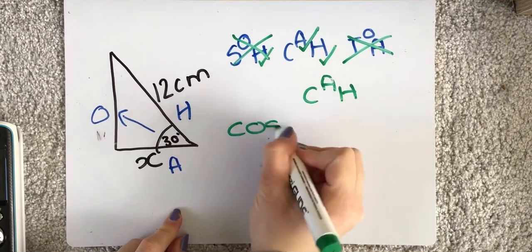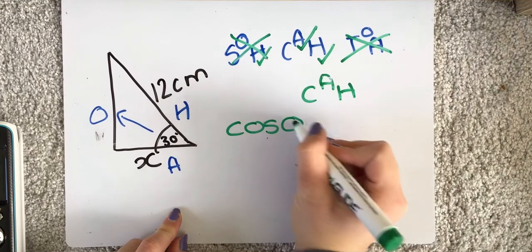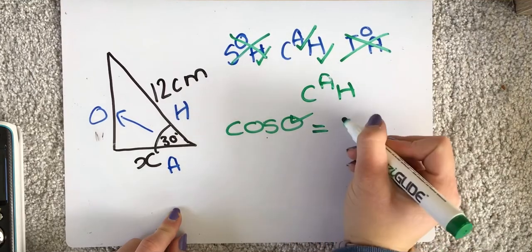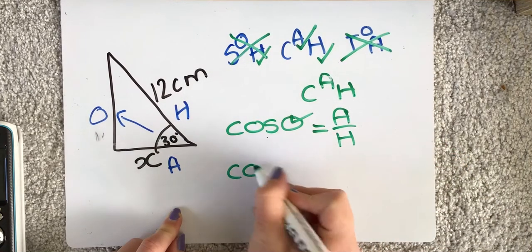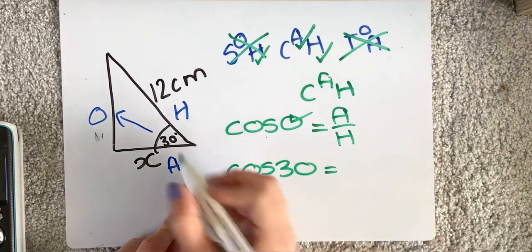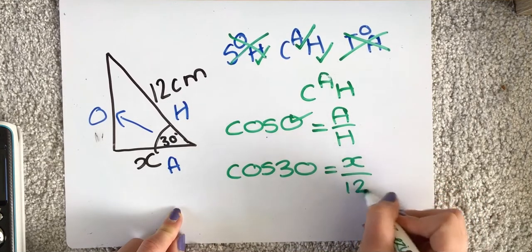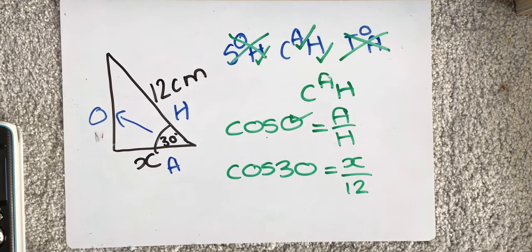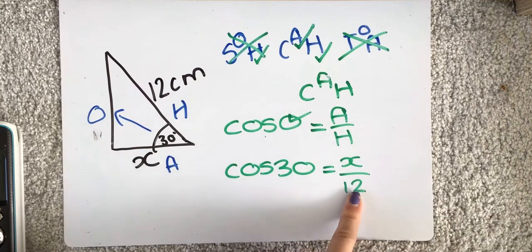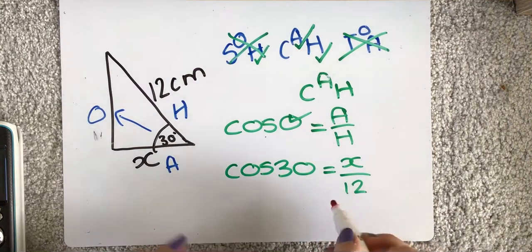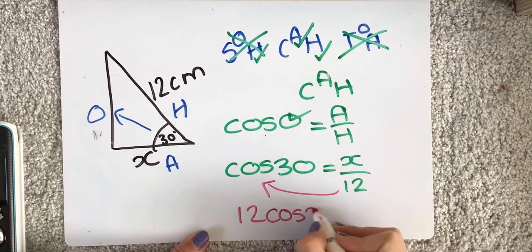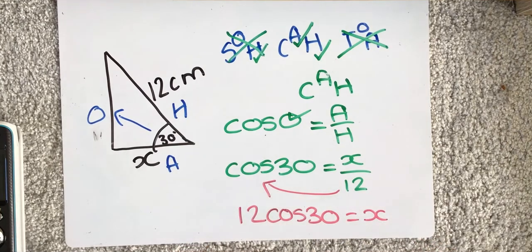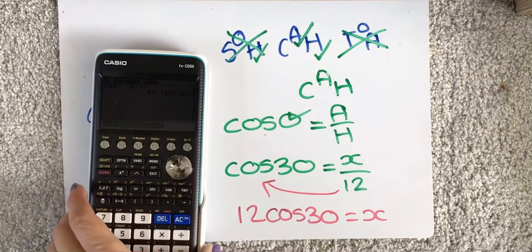So what I'm saying is cos of my angle, I'm going to call my angle theta just so it looks different from my x, equals my adjacent over hypotenuse. So then I say cos of 30 equals x over 12. Now, anyone who's been in my classroom before or anyone who's gone through this, we don't like these fractions on the bottom. Okay, so I want to multiply up. And basically what I then end up with is 12 cos 30 equals x. Okay, and that I can just type into my calculator.